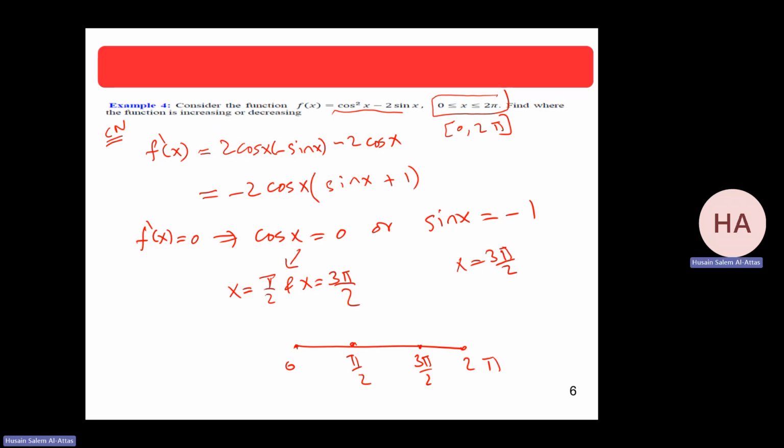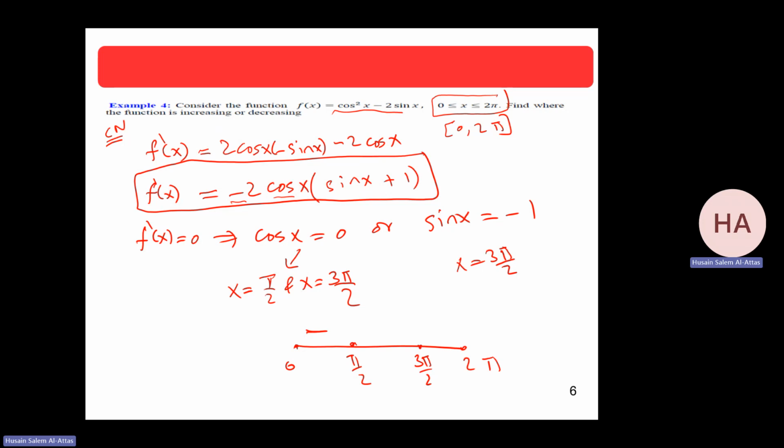Now between 0 and pi over 2, don't forget this is your f prime, which I need to deal with. Take pi over 4 with the minus sign. So I need to be careful when we do the calculation. Take pi over 4, it will be what? Negative. Cosine pi over 4 is positive. Sine pi over 4 plus 1 is positive, so this will be negative.